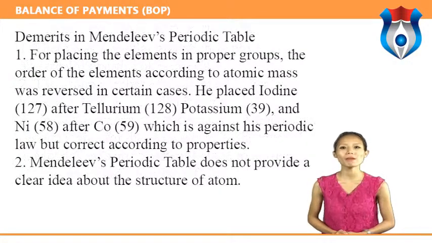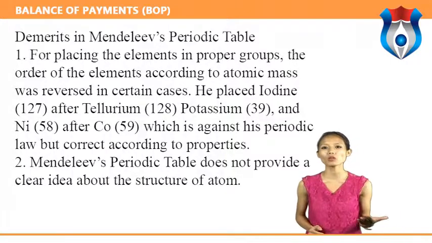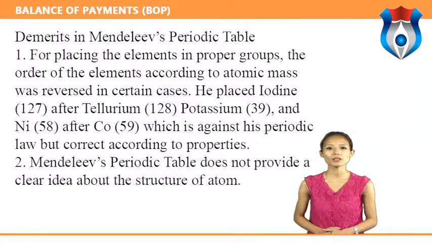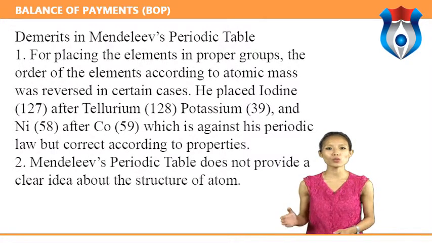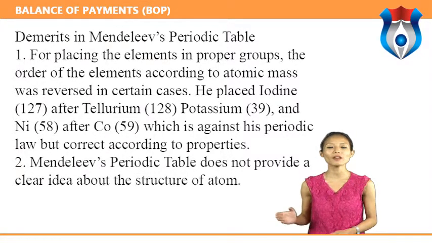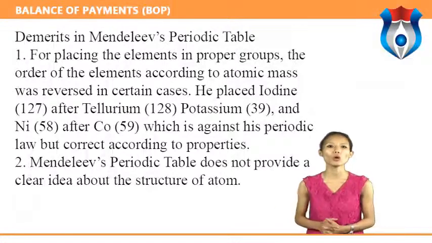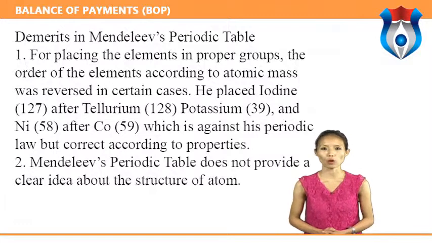The demerits in Mendeleev's periodic table are: for placing the elements in proper groups, the order of the elements according to atomic mass was reversed in certain cases. He placed iodine 127 after tellurium 128, and potassium 39 and Ni 58 after Co 59, which is against his periodic law but correct according to properties.